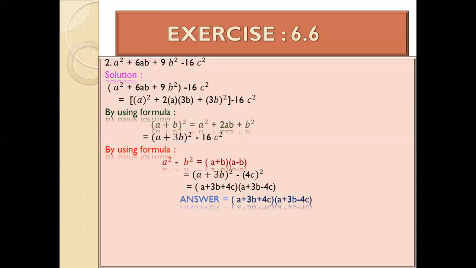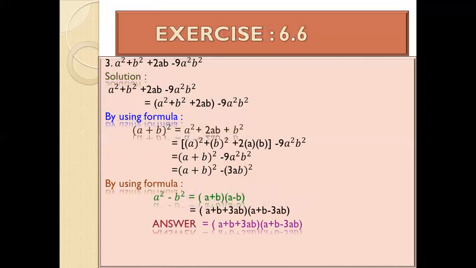Come to question number 3. a² + b² + 2ab − 9a²b². You see that the first 3 terms are the same as question 1. Only the last term differs. In question 1, the last term was −c², and in this question −9a²b². And we see clearly the first 3 terms convert to (a + b)².